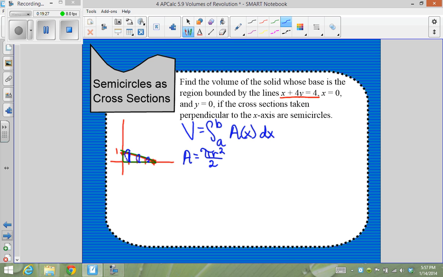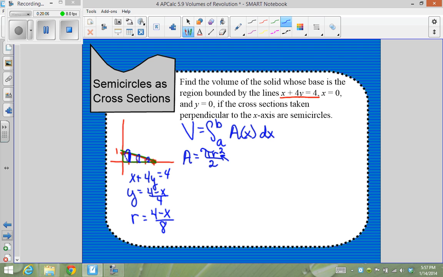For this to be able to work, I'll need to solve my equation for y. I've got x plus 4y equals 4. So y is going to equal (4 minus x) over 4. Now that, remember, is my entire diameter. My equation, however, called for the radius, so I've got to cut that in half. So my radius on this circle is going to be (4 minus x) over 8.